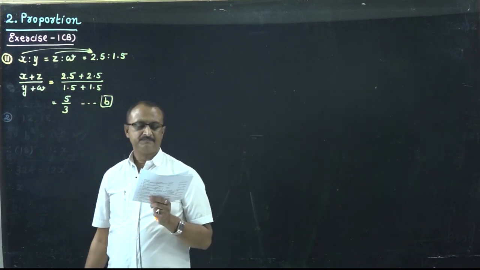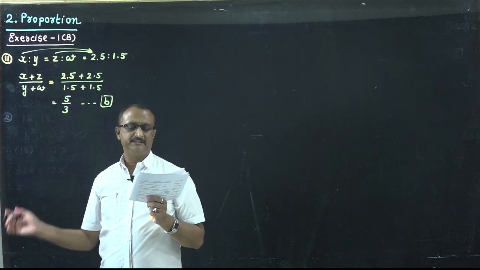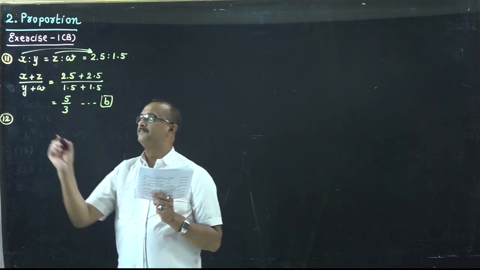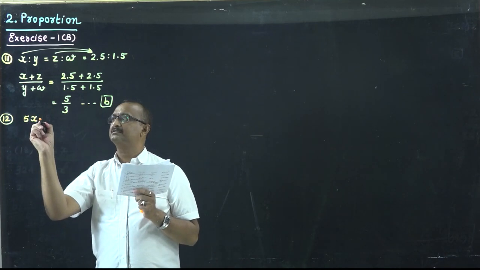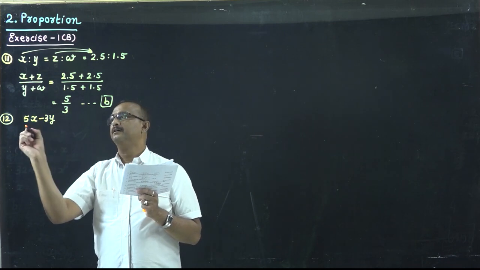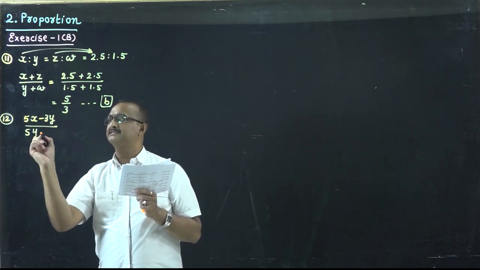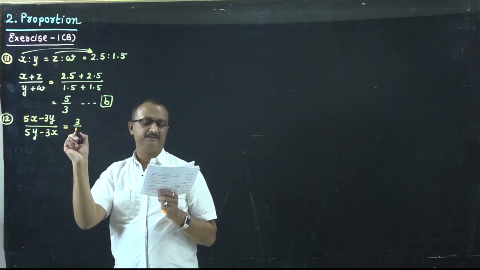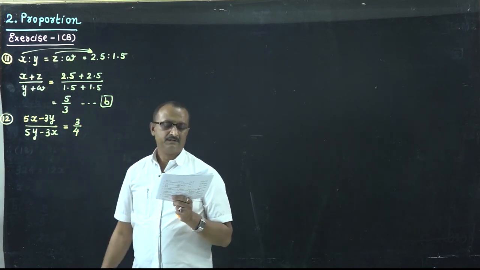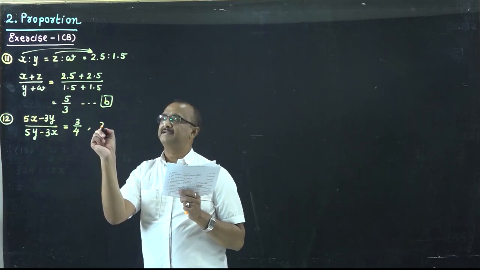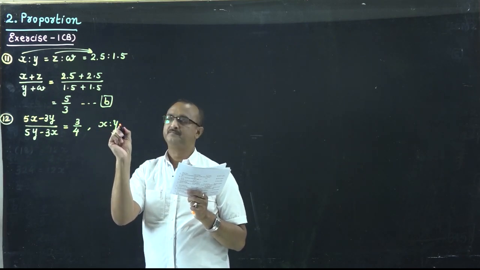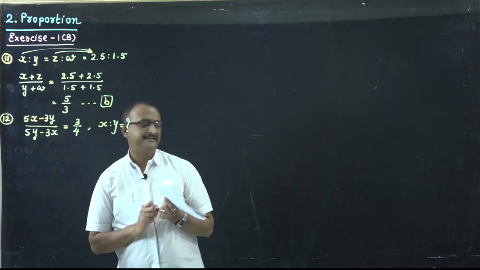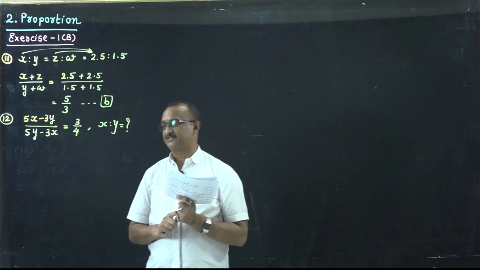Number 12, let's see, it is like this. Number 12. If (5x minus 3y) upon (5y minus 3x) is equal to 3 by 4, the value of x is to y is question mark. Okay, so we have to find the values of x and y, x is to y.